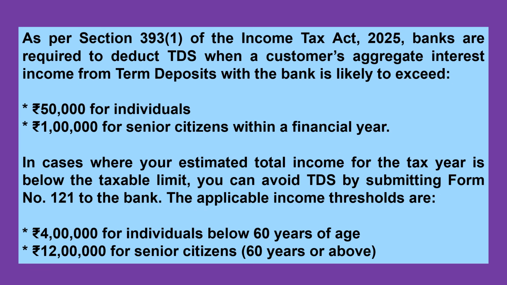As per Section 393(1) of the Income Tax Act 2025, banks are required to deduct TDS when a customer's aggregate interest income from term deposits with the bank is likely to exceed rupees 50,000 for individuals, rupees 1 lakh for senior citizens within a financial year. In cases where your estimated total income for the tax year is below the taxable limit, you can avoid TDS by submitting Form number 121 to the bank. The applicable income thresholds are rupees 4 lakh for individuals below 60 years of age and rupees 12 lakh for senior citizens 60 years or above.